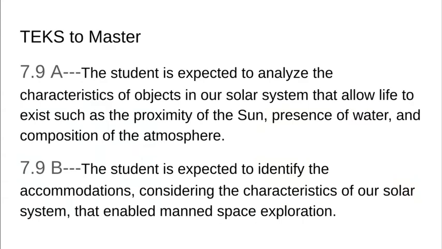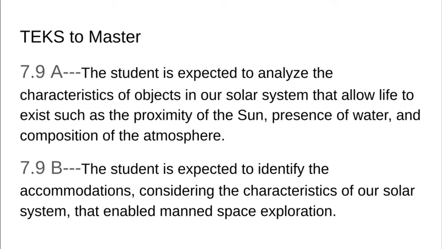You have two TEKs that we need to present and you have some sort of knowledge of. I know it says "master" on here. It's kind of hard to master something when we're not in the classroom, so we're just going to do the best we can with it. 7.9a: the student is expected to analyze the characteristics of objects in your solar system that allow life to exist, such as the proximity to the sun, the presence of water, and the composition of the atmosphere. And all that means is basically why there's life on Earth and none of the other planets, okay?